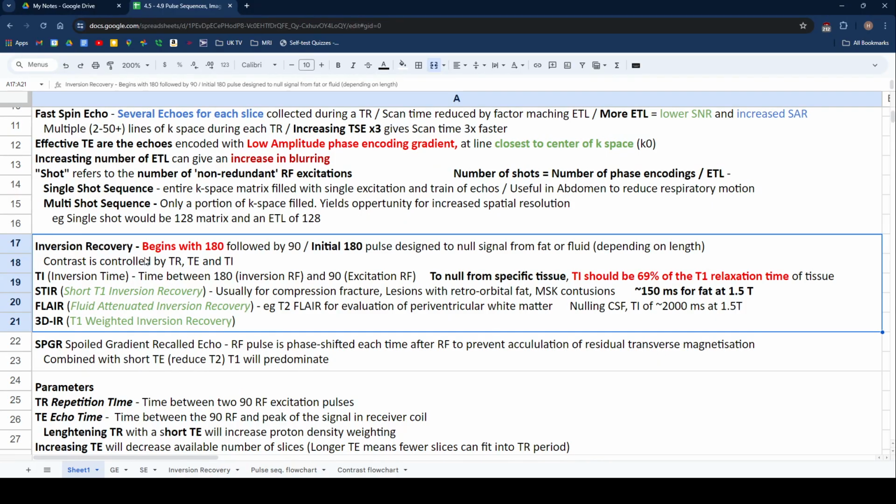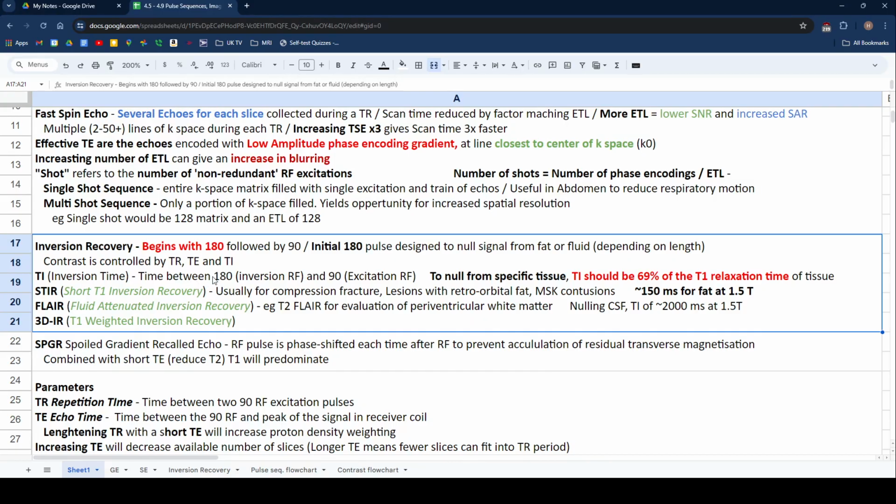Inversion recovery begins with a 180, followed by a 90. So the initial 180 pulse is designed to null the signal from fat or fluid, depending on the length. Contrast is controlled by TR, TE, and TI. TI is your inversion time.